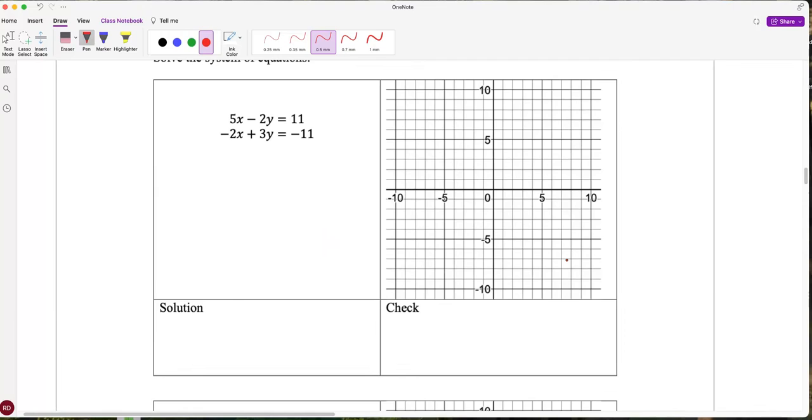Solve the system of equations. So let's look at this.